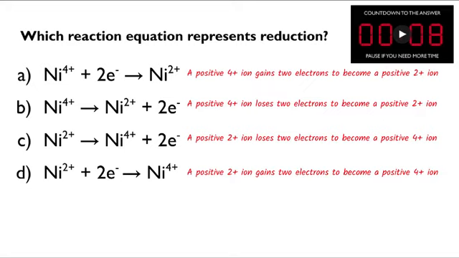So reduction is gaining electrons. We've already eliminated option D because it didn't make sense for a 2 plus ion to get more positive by gaining electrons. So the answer is A. A is showing us reduction because nickel with a charge of 4 plus is gaining 2 electrons and becoming a little bit less positive. 4 minus 2 is 2, so its ending charge is 2 plus. Nickel 4 plus has been reduced to nickel 2 plus.